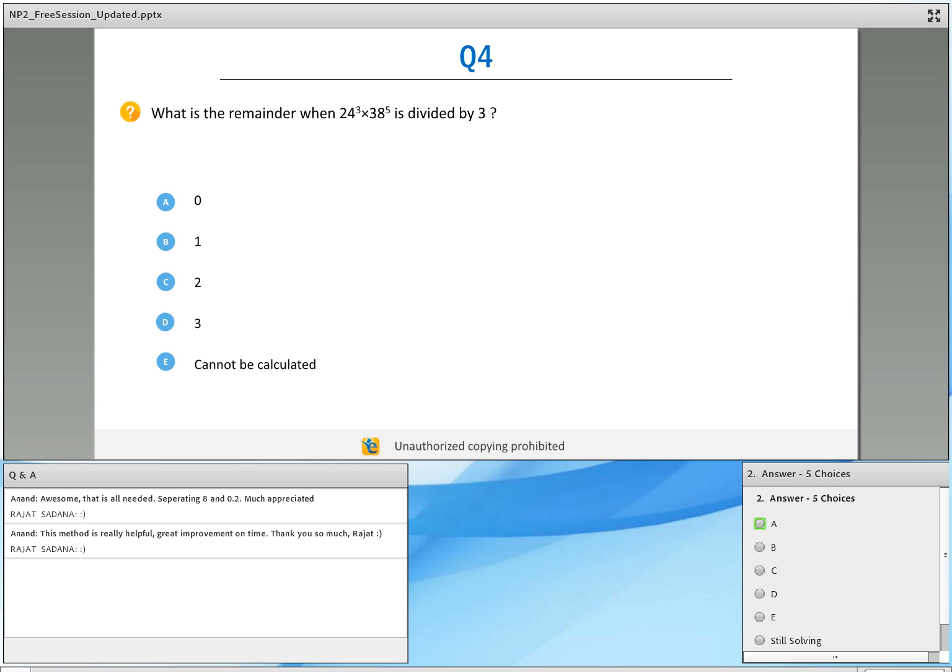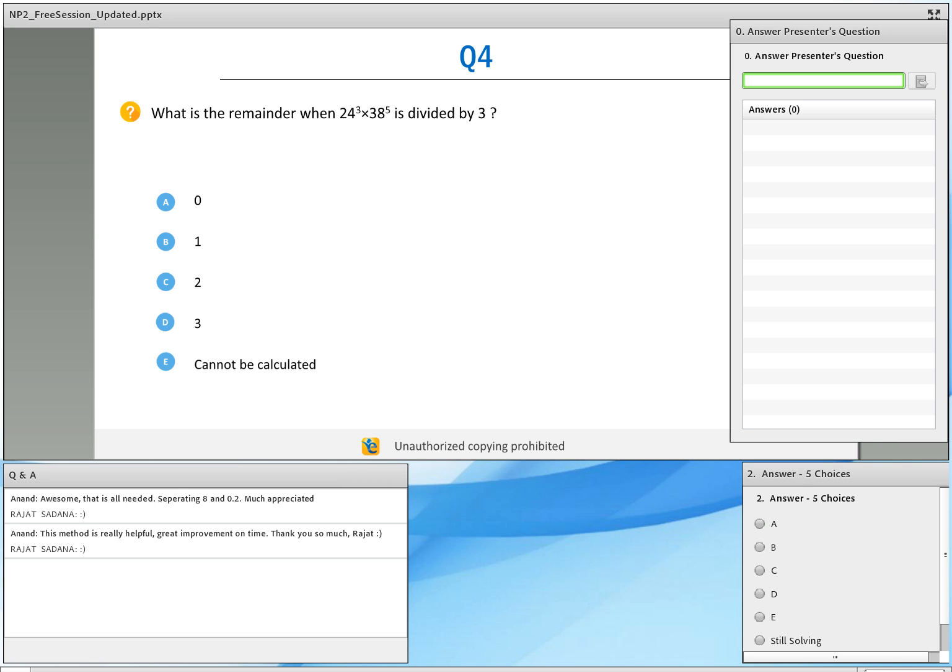So I'm going to put in a short answer poll over here, and I'm just going to ask a very simple question. And this is where our preconceived notions actually kill some of the obvious things that we need to see. What's the remainder when you divide 24 to the power 3 by 3? What is the remainder?